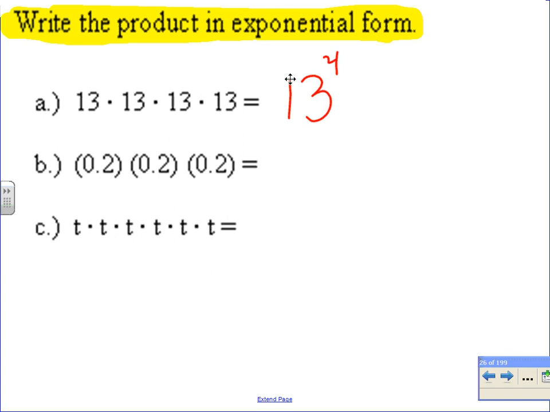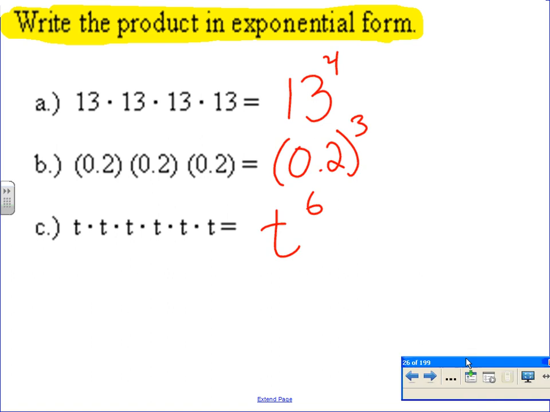How do we write letter B? Good job. 2/10 to the 3rd power. You may write it as a fraction or as a decimal. That is completely up to you. Personal preference on that. Letter C. Good job. T to the 6th power. Let's go over to our calculators.